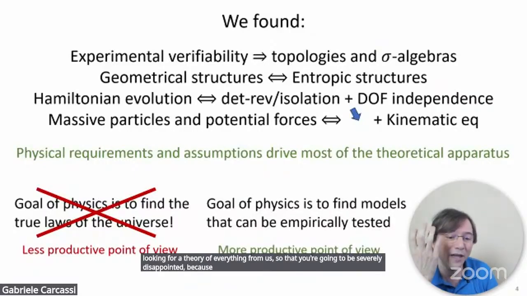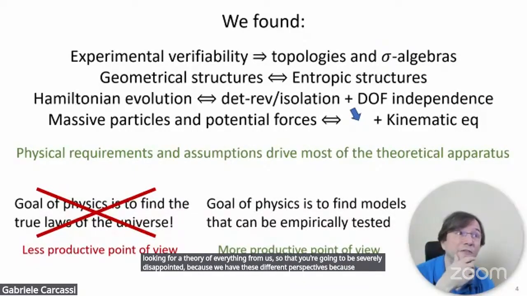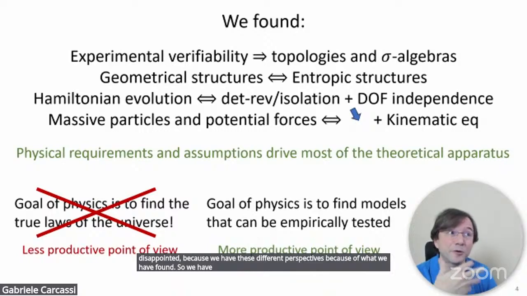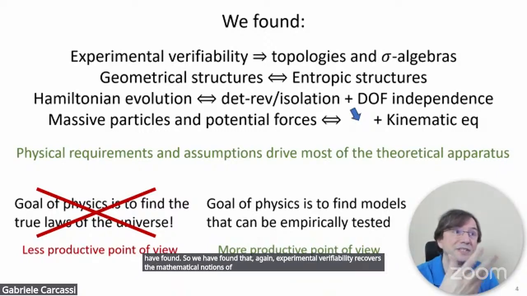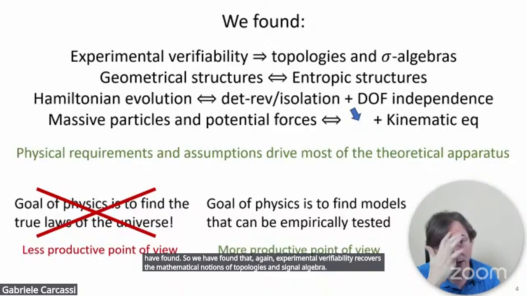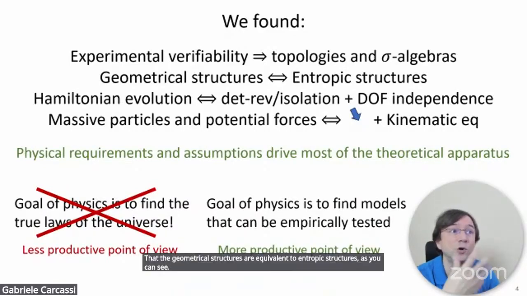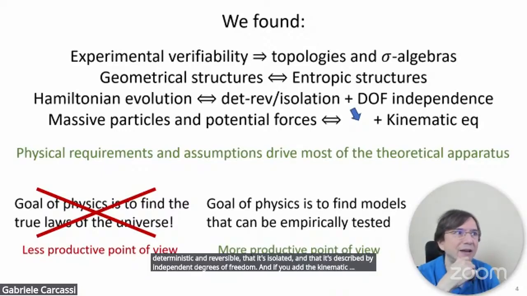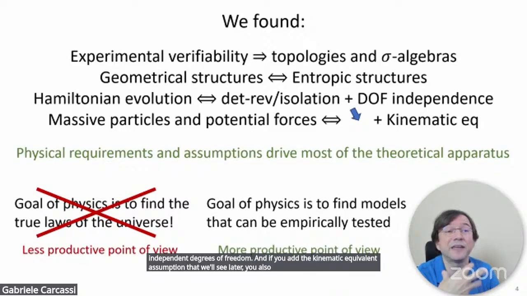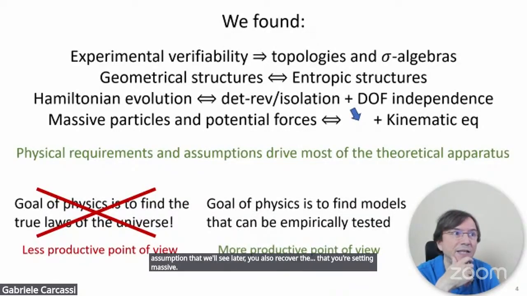Because we have this different perspective because of what we have found. So we have found that, again, experimental verifiability recovers the mathematical notions of topologies and signal algebra, that geometrical structures are equivalent to entropic structures, as we will see, that Hamiltonian dilution is equivalent to assuming that the system is deterministic and reversible, that it's isolated, and that it's described by independent degrees of freedom. And if you add this kinematic equivalence assumption that we'll see later, you also recover the massive particles and potential forces.